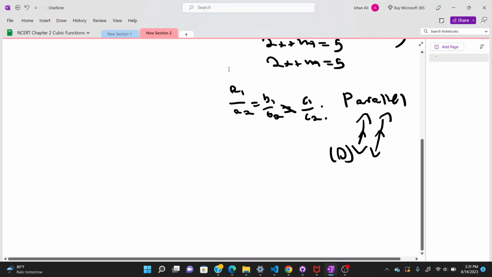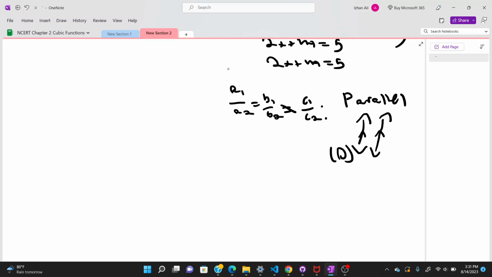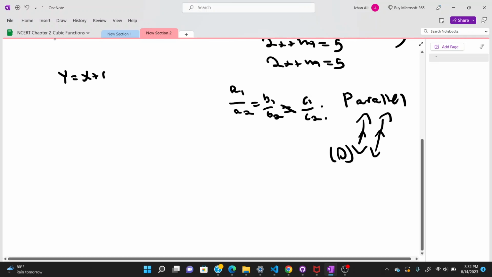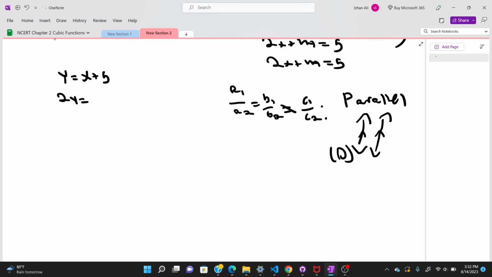Now the next thing we have to focus on is how do we solve a system of linear equations, or a two variable two equations system, by graphing. It's pretty simple. You just graph each line and then we just see where the lines intersect. For example, I'll give an easy example: y equals x plus 5, and then I'll say 2y equals 4x plus 8. So how do we solve this using graphing?